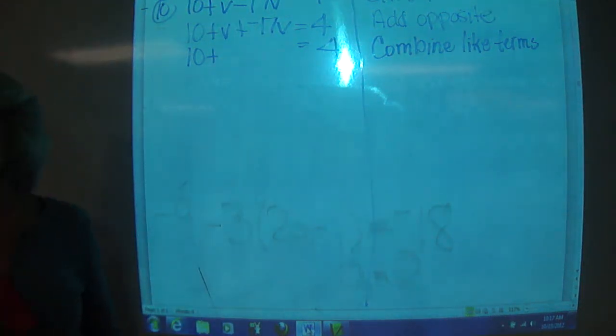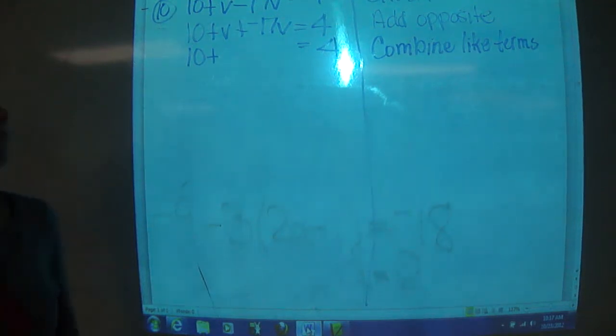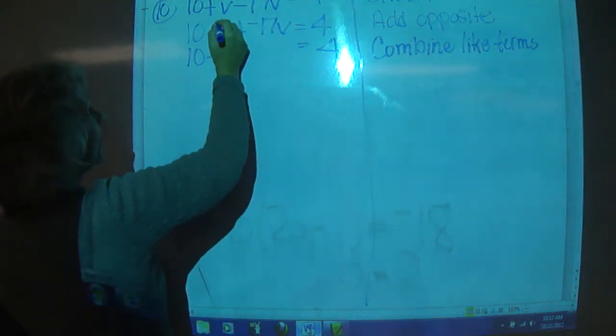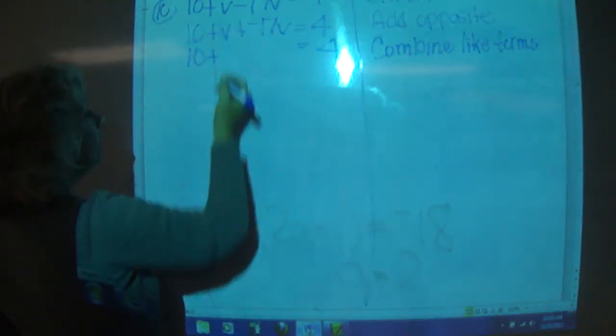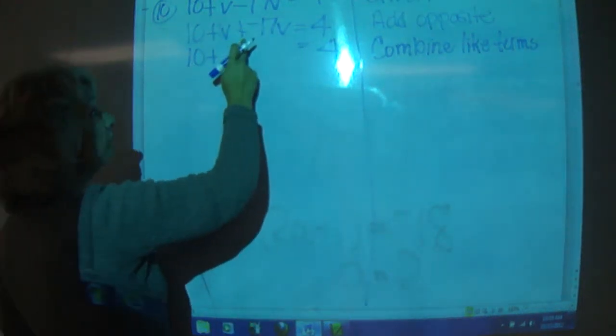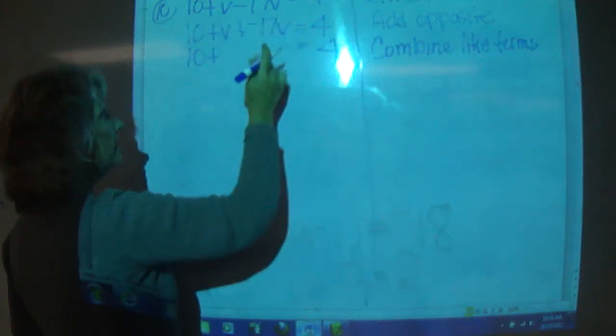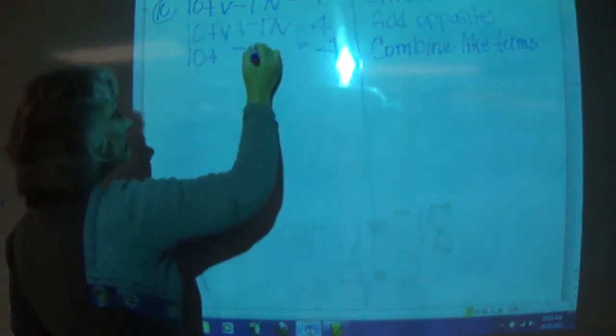What happens when we combine those? What do we get? Negative 16v, because this is actually 1v. The coefficient, or the number of v's, the number times v is 1v, plus there's negative 17 v's. So we get negative 16v.